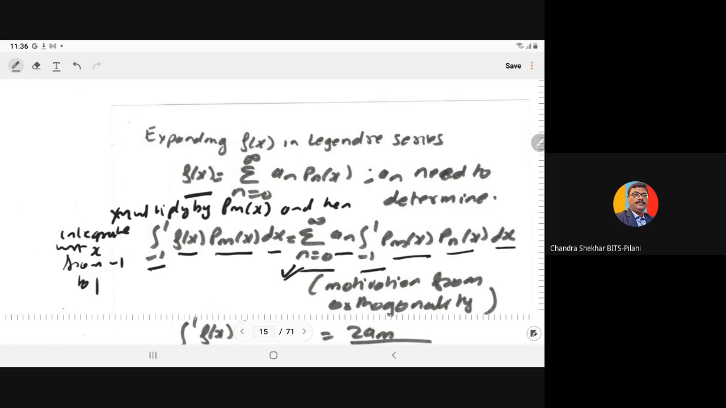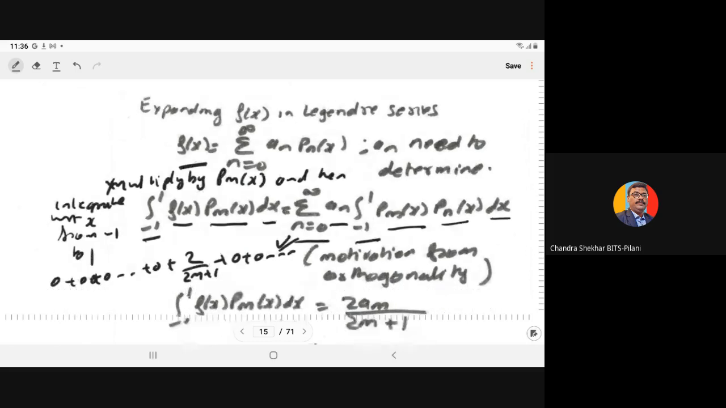So it will become 0 plus 0 plus 0 plus 0 plus 0 plus 2 upon 2m plus 1 plus 0 plus 0 and so on up to infinity. Means for all other n's, due to the orthogonality, the integral is 0. Just for the m, its value is 2 upon 2m plus 1, right? So that principle I'm using here.